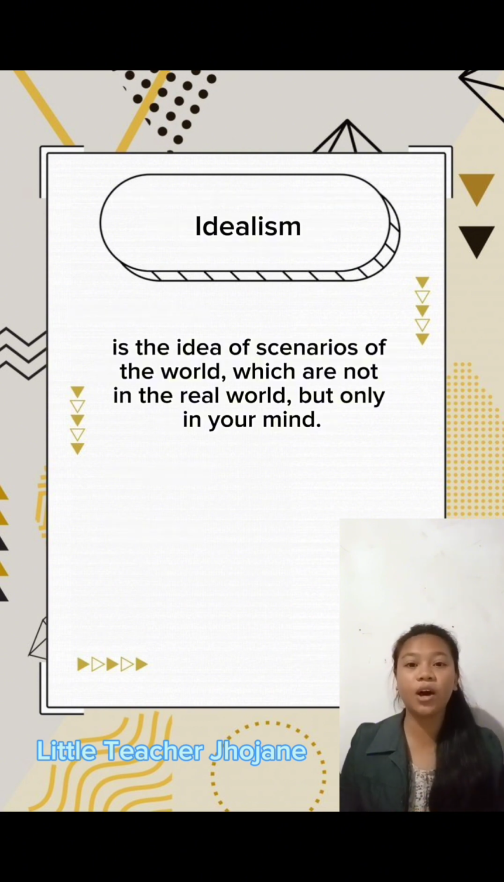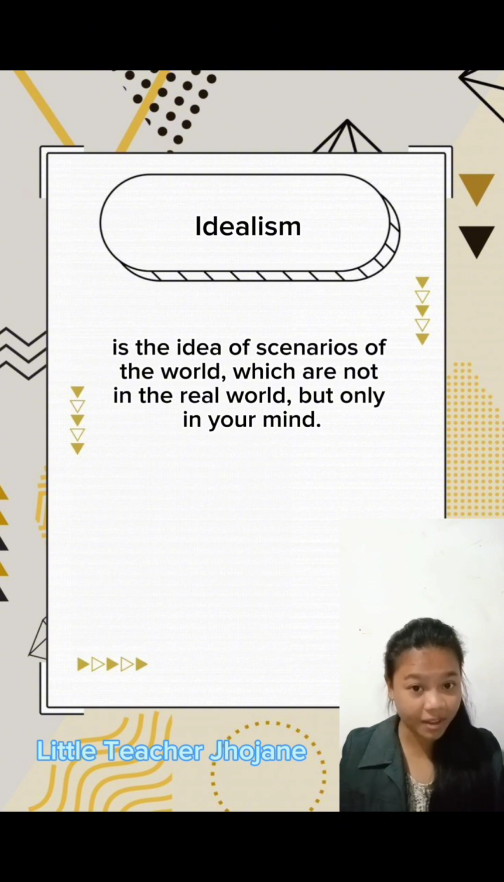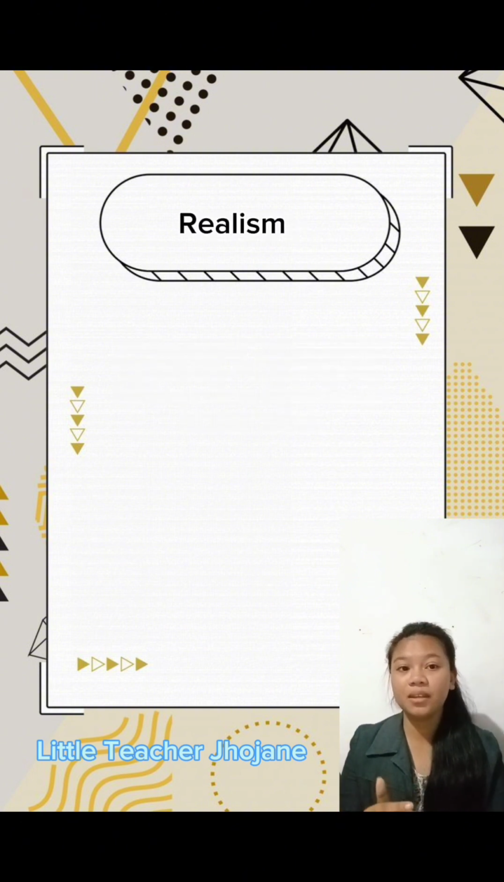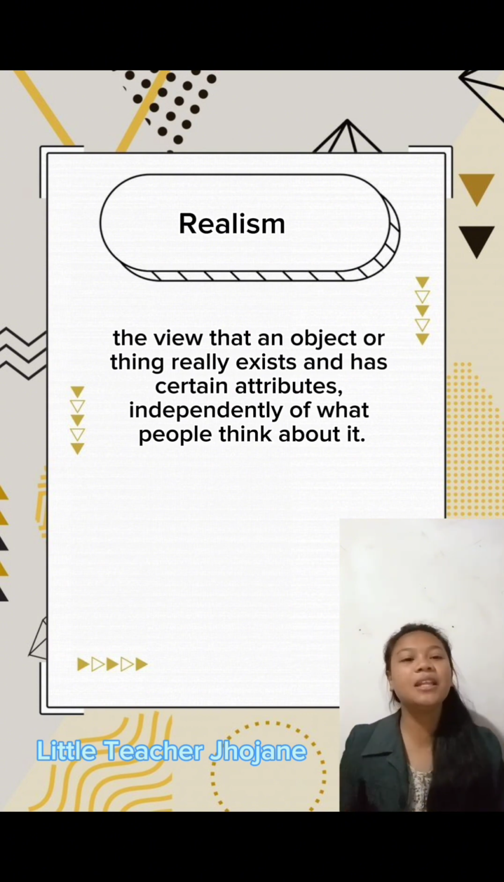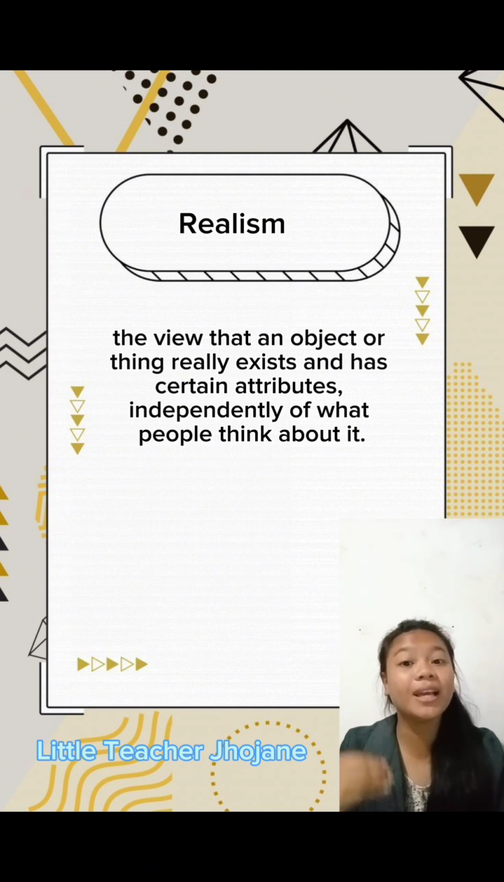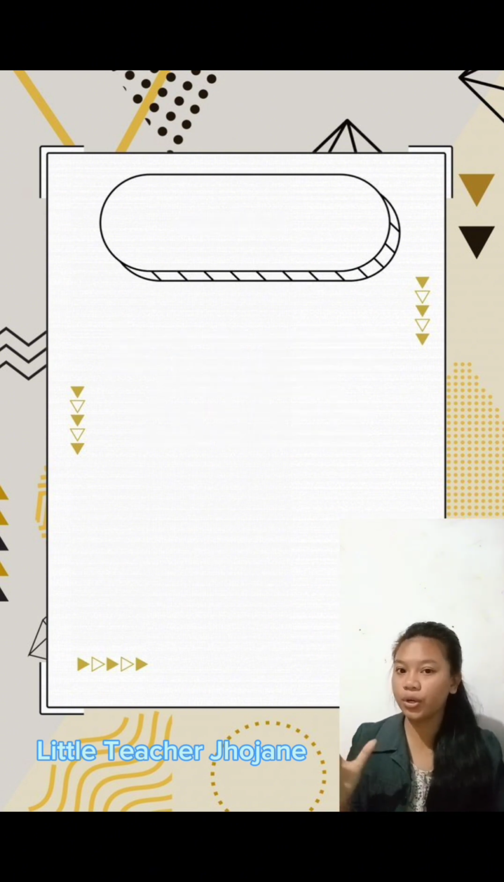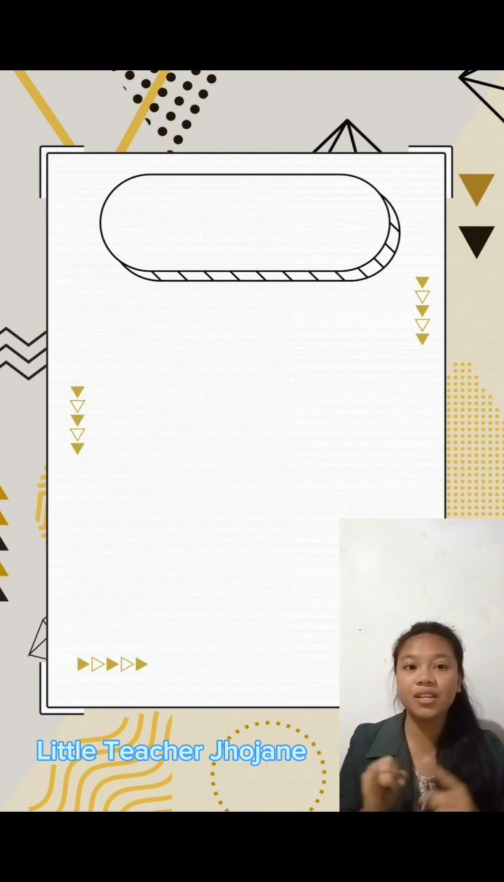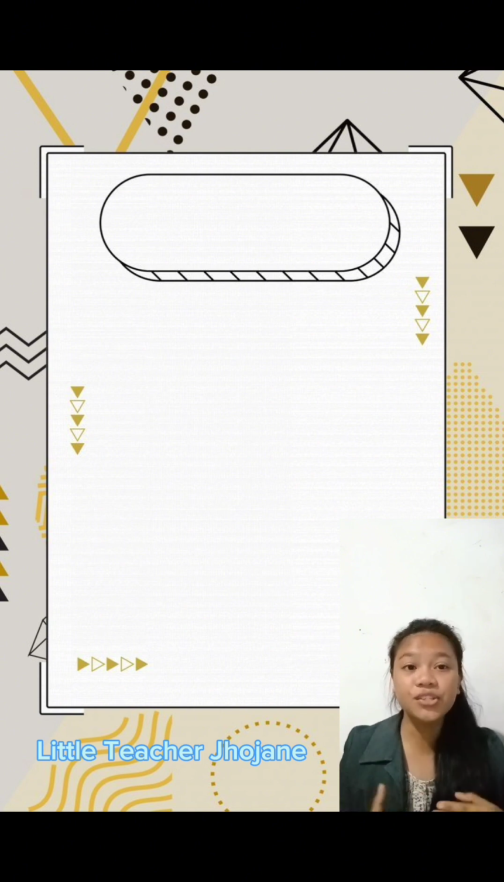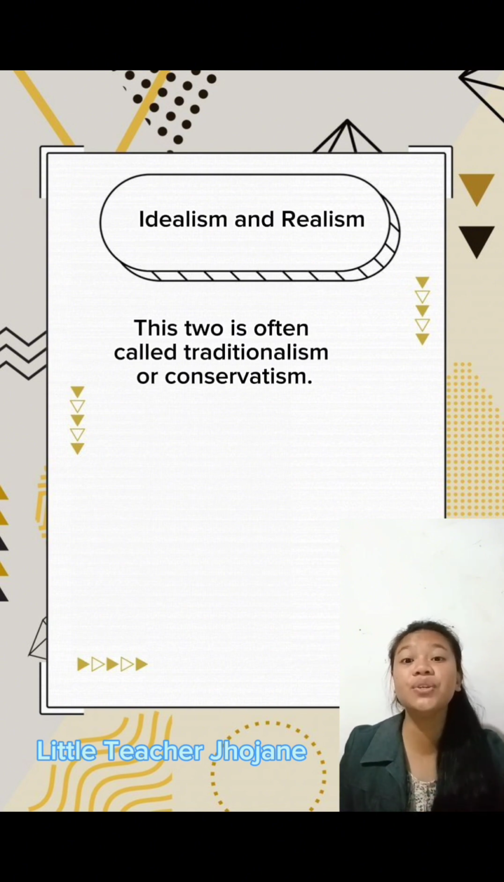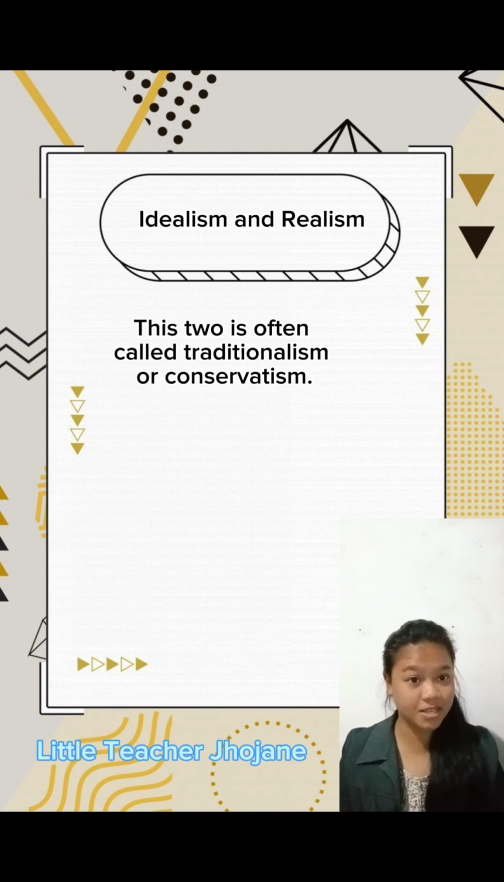Idealism is the idea of scenarios of the world which are not in the real world but only in your mind. While realism is the view that an object or thing really exists and has certain attributes independently of what people think about it. So, in short, idealism is just in your mind, but realism really exists.